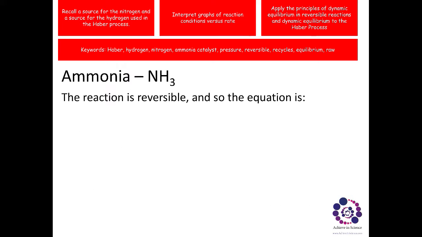So the reaction is said to be reversible, and therefore we can summarise this by the equation. Nitrogen plus hydrogen forms ammonia. And we can see that we've got a forward and backward arrow, which means it can go backwards and forwards. So the nitrogen and hydrogen can react to produce ammonia. At the same time, ammonia can break down to produce nitrogen and hydrogen.